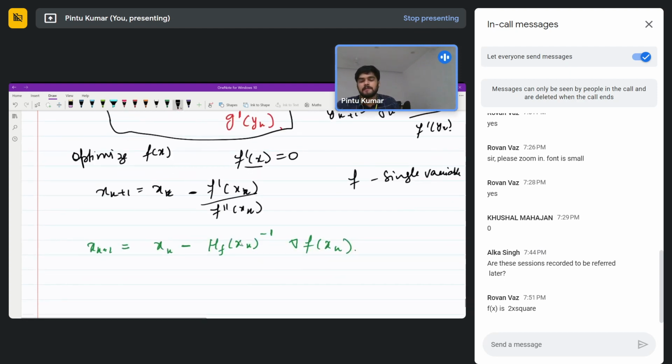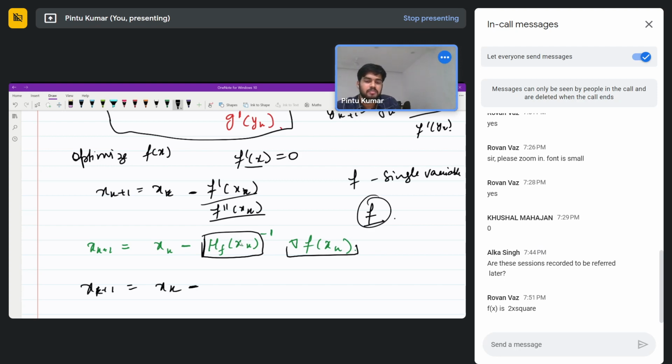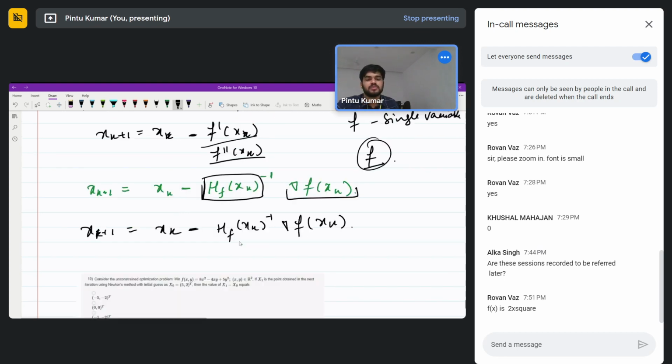Because the f that we are dealing with is a multivariate function, f dash x is replaced by the gradient, and dividing by f double dash x means multiplying by the inverse of the Hessian. So Newton's method is given by xk plus 1 equals xk minus the inverse of the Hessian of f at that point times the gradient of f at xk. This is how we reach Newton's method.